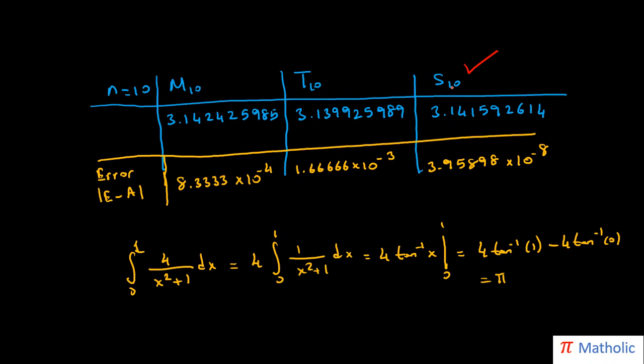If this is the best one so far, if we compare for n equals 10, how about the other two? Which one gives a better approximation than the other one? Midpoint, right? Negative 4. So you can say Simpson's is the first, then midpoint is the second, and trapezoidal is the third one.